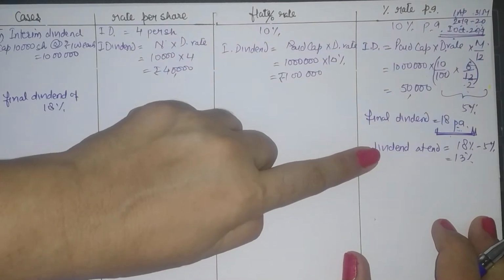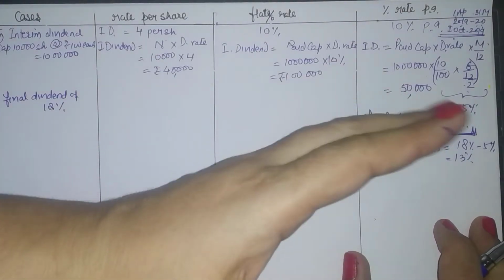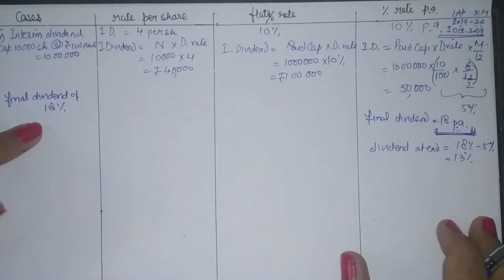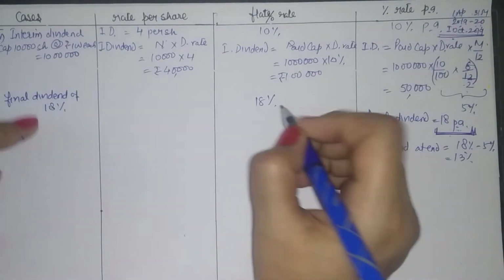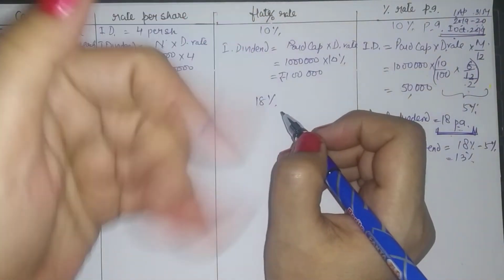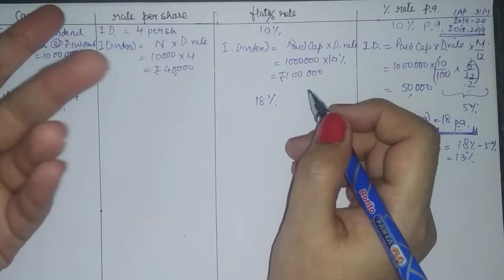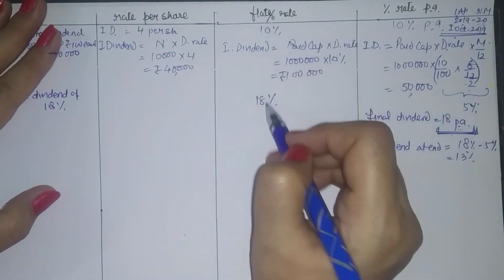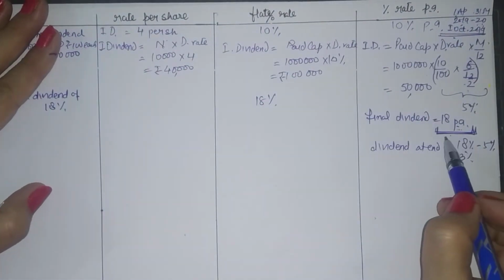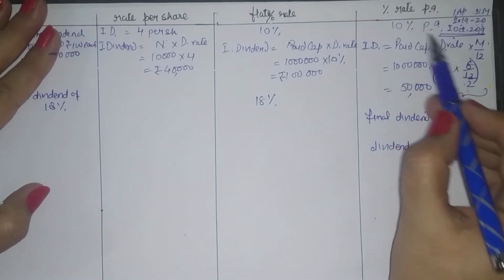But this happens only because we have per annum being mentioned. This 18% flat rate will imply you gave 10% interim dividend, you gave 18% later on. So it doesn't affect your rate of dividend. Your rate of dividend will be affected only when it is per annum.